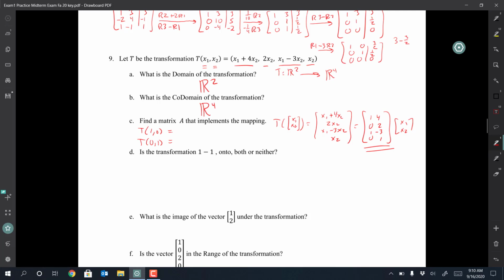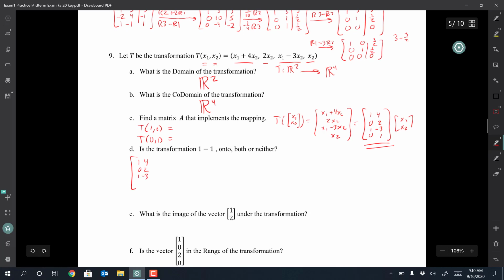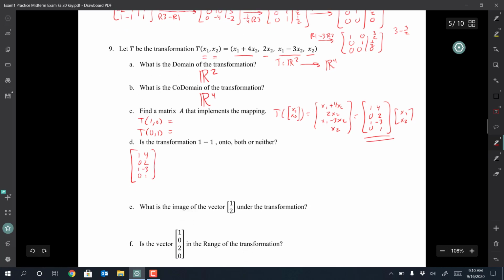Next says, is the transformation one-to-one, onto, both, or neither? Well, I can answer that question by finding the pivots of the matrix A. So I'm going to do my row reduction on the matrix A, and maybe look at a little bit of row reduction.